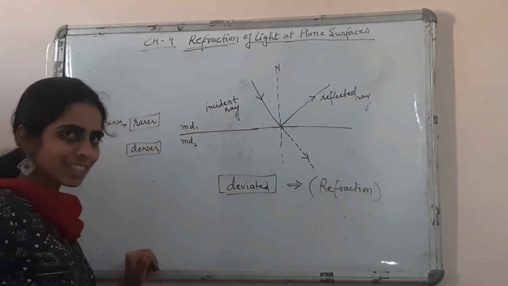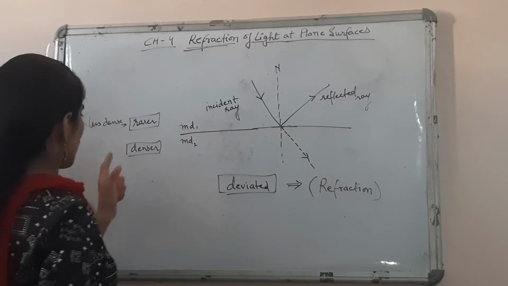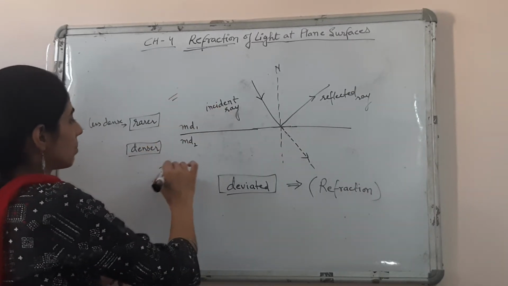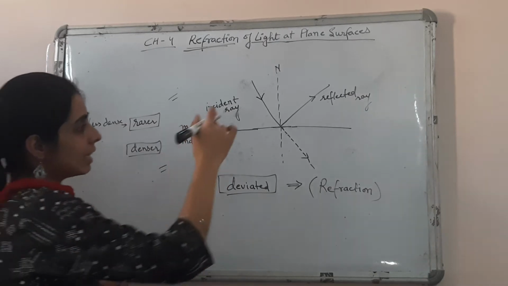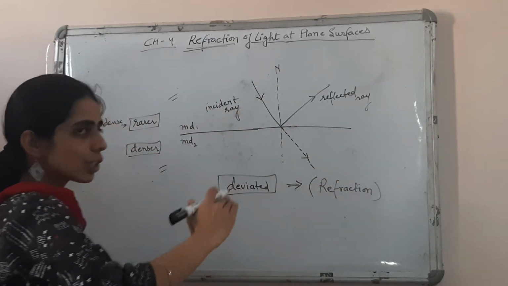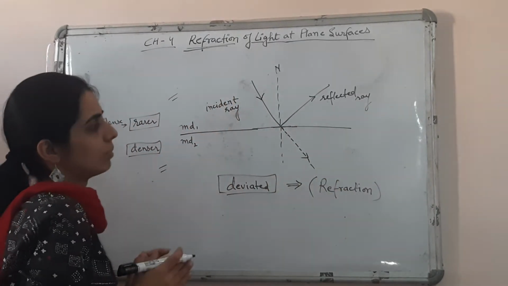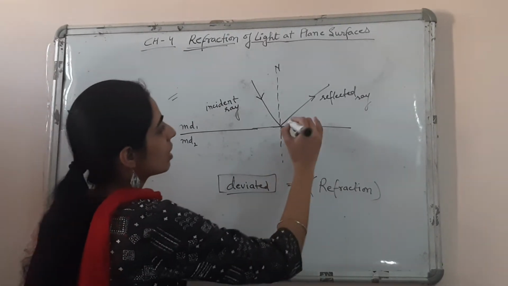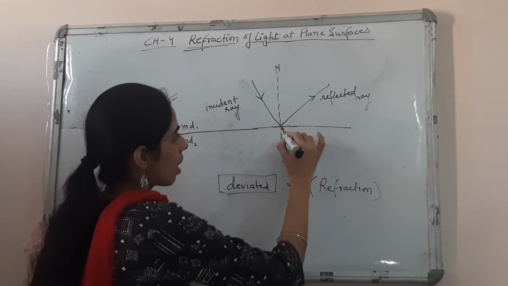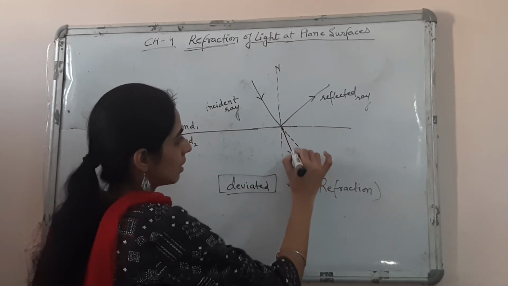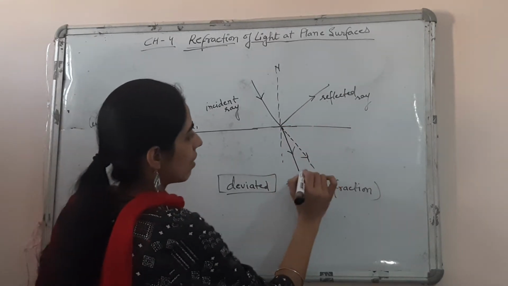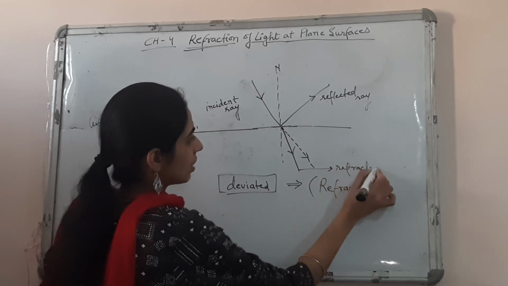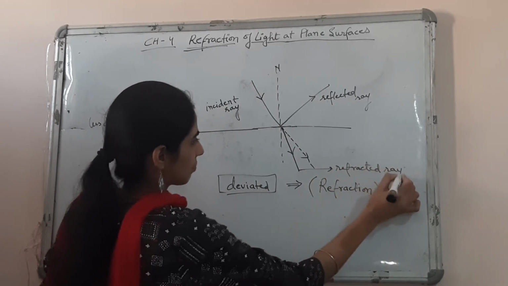We'll discuss it in detail, don't worry. So what will happen here? If this is going from a rarer medium to a denser medium, this ray will get shifted towards the normal, which means it will go somehow like this. Yes, this will be our refracted ray.